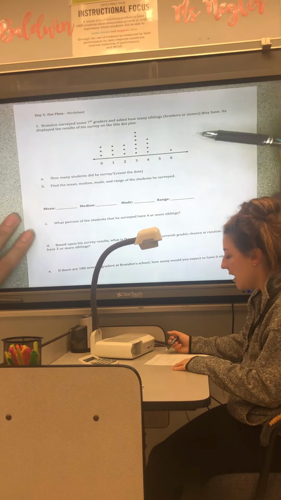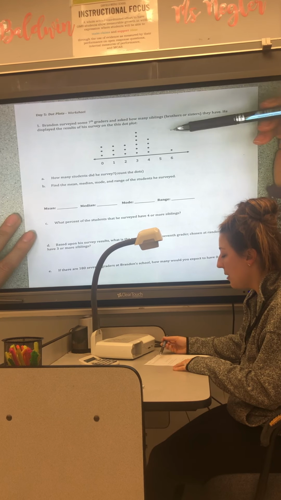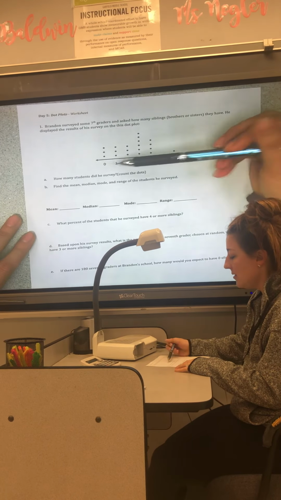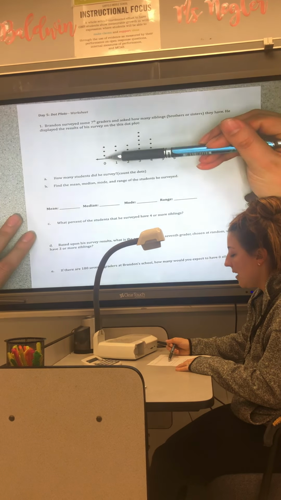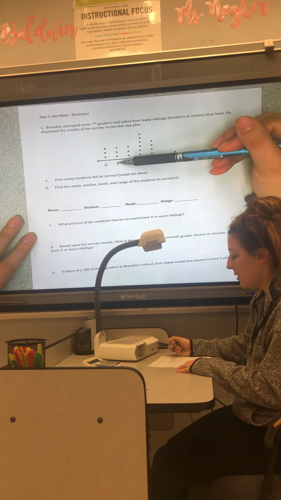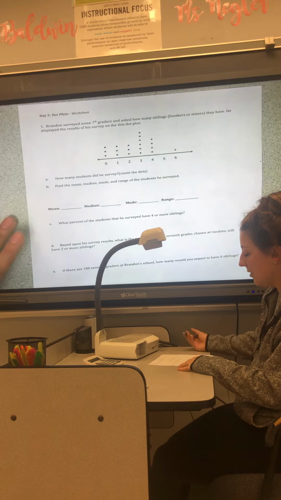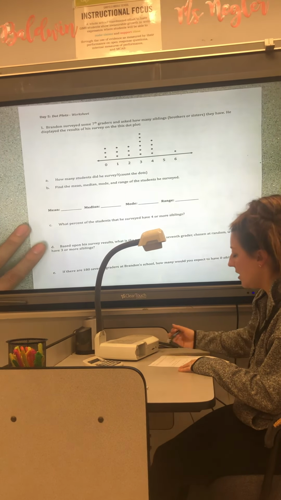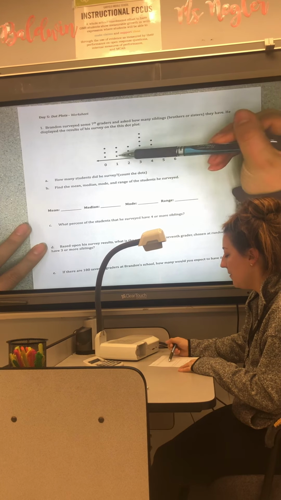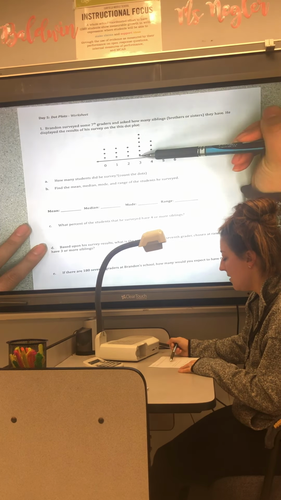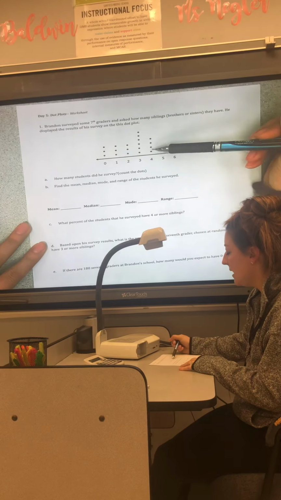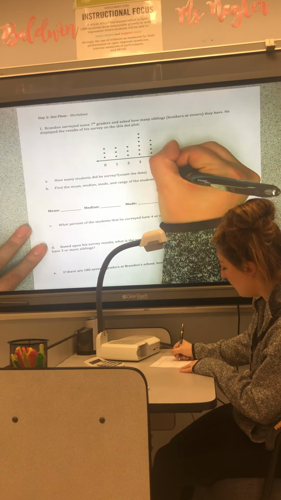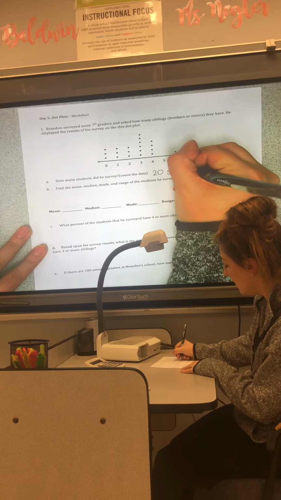So instead of writing a list about how many siblings students have, he chose to do it in a dot plot. So this means that 3 students have 0 siblings, 3 students have 1 sibling, etc. So to figure out how many students he surveyed, we just have to count the dots. 1, 2, 3, 4, 5, 6, 7, 8, 9, 10, 11, 12, 13, 14, 15, 16, 17, 18, 19, 20. There are 20 dots, and that represents 20 students.